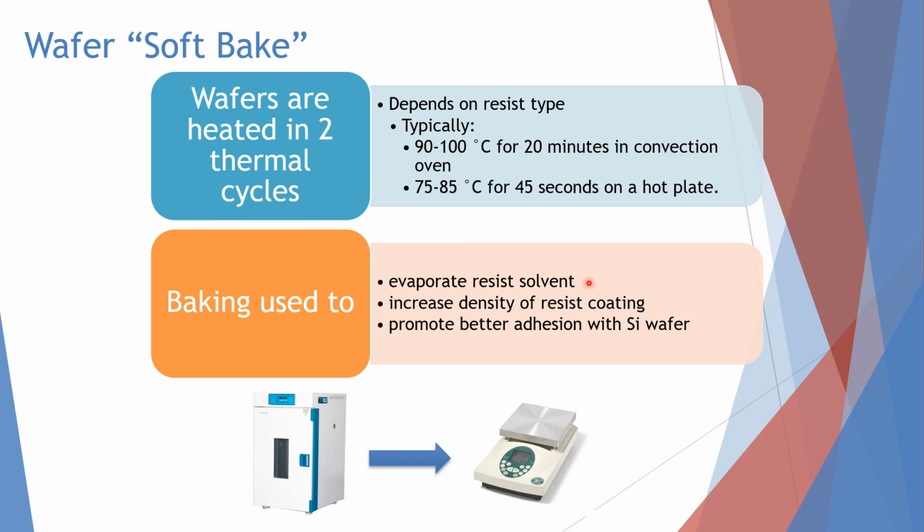The baking is used first to evaporate the resist solvent, because the resist might not be dry on the surface yet. If we do the baking, it will evaporate the solvent itself, so that less solvent will remain on the surface. It also increases the density of the resist coating and promotes better adhesion with the Si wafer.